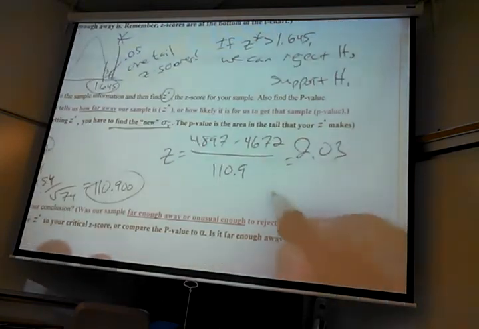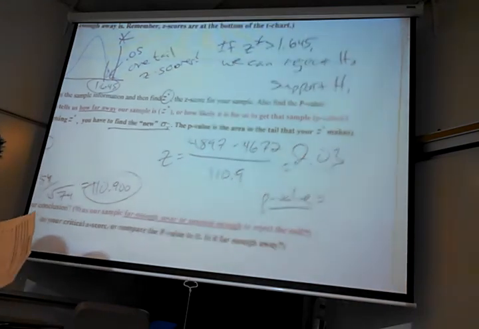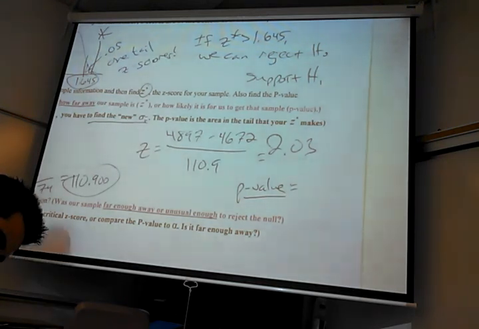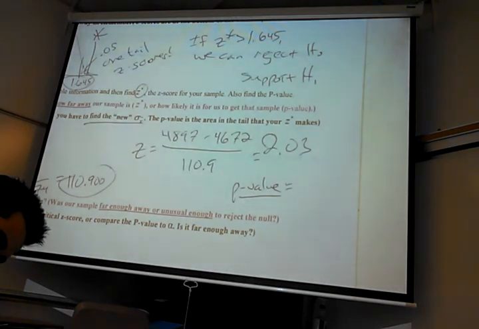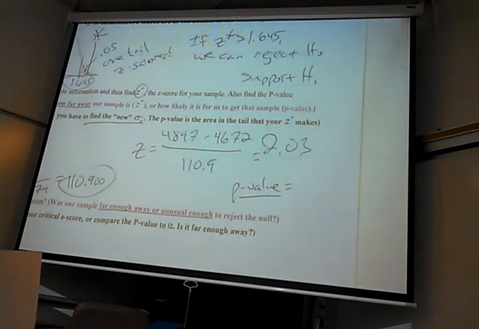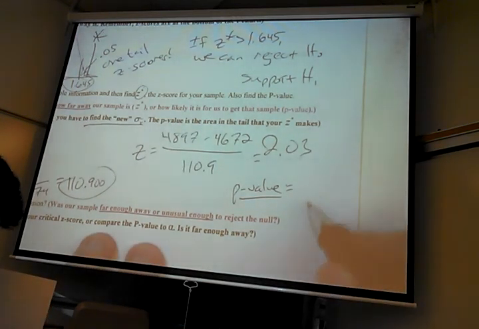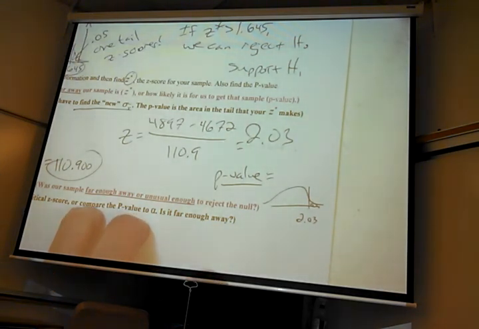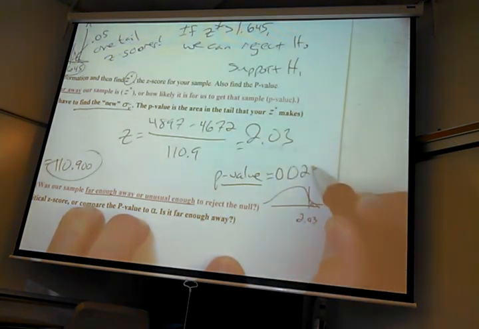But right here, let me take a second. Can somebody help me out? What would the p-value be? Somebody remember how to get that? So what do you guys get for that? What does that mean, p-value? That's the area that's where? Well, the area that you just drew, Jeff. Okay, so the area that's above our z-score. So what do you guys get for that? What area is in that tail above 2.03?